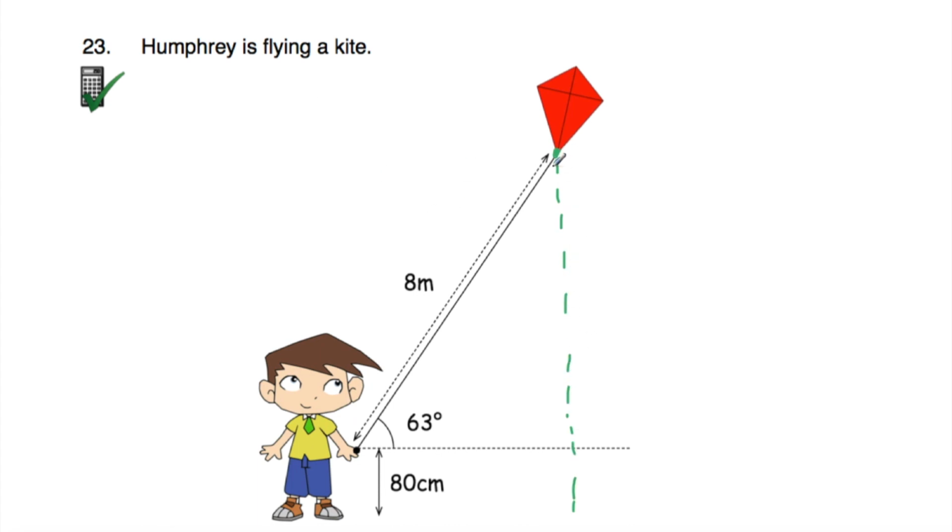Now if we start off by looking at this right angle triangle, we'll just ignore this 80 centimeters to begin with. This triangle has a hypotenuse of 8 meters. This is 63 degrees, that means the side opposite that 63 degrees is the opposite, and then this length would be the adjacent. So we've labelled our sides of the triangle, and let's write down our triangles.